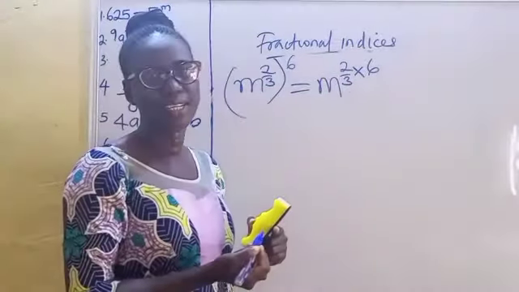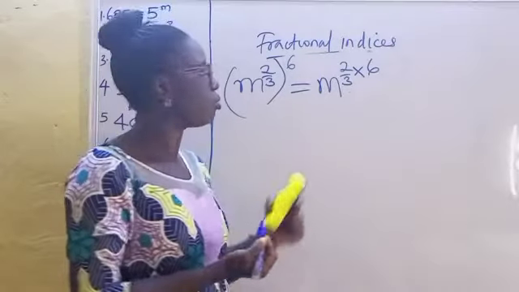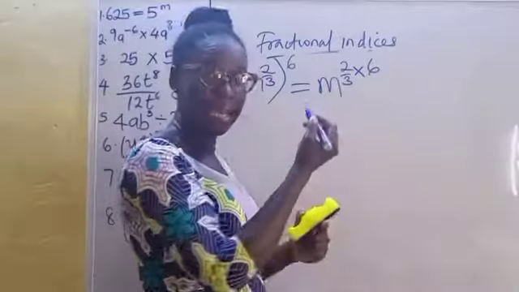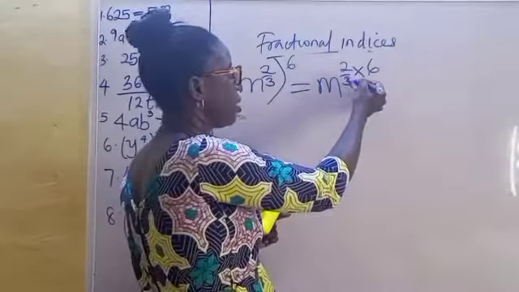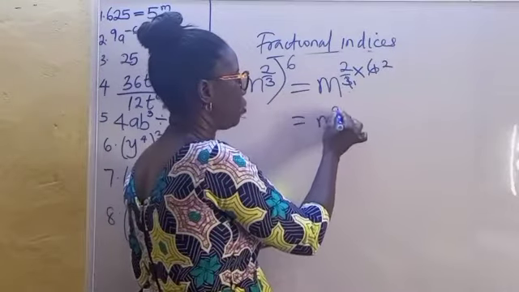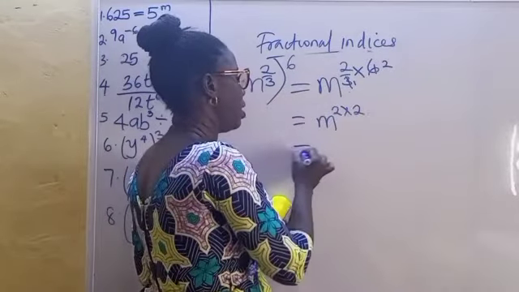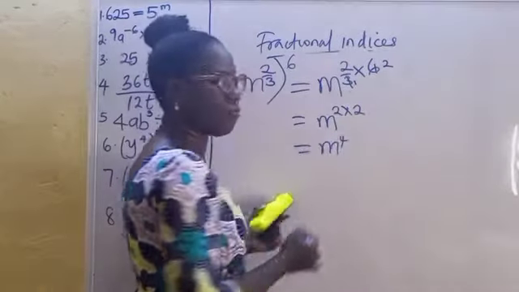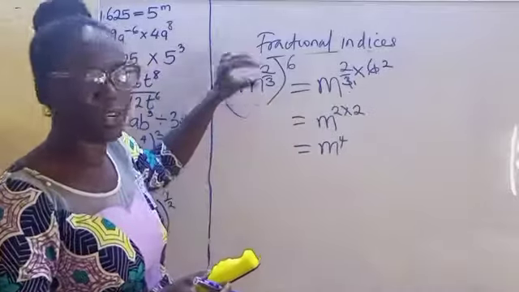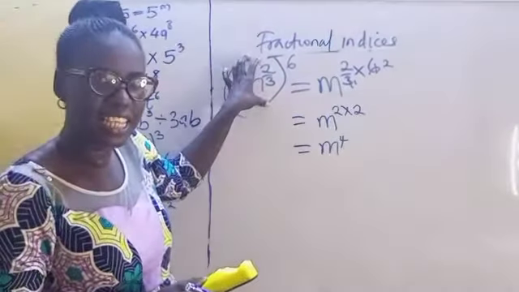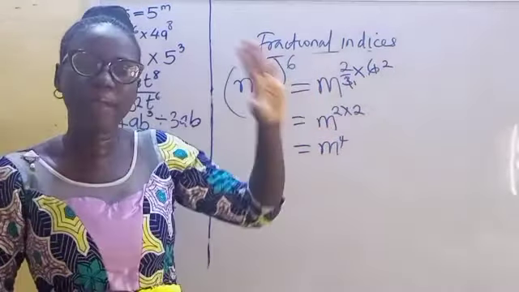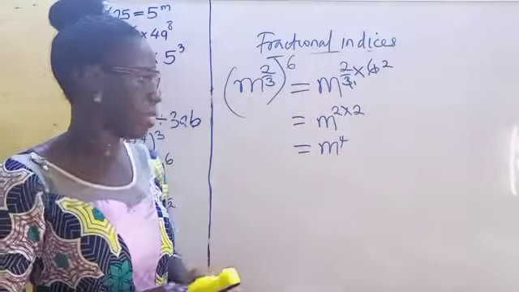Look at this. What comes to your mind? You can cross out the numbers. The index, we have 3 in this one, 3 in this one. So it makes it m raised to the power of 2 times 2. It becomes m raised to the power of 4. So you don't have to go through the stress of first of all treating this index as a fractional index. Just apply the product law immediately.